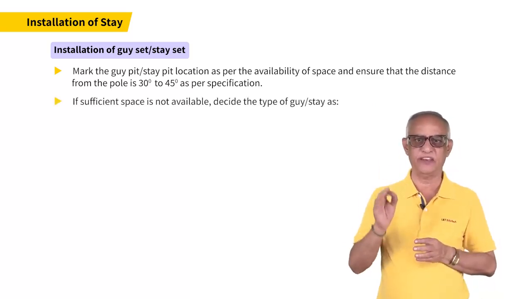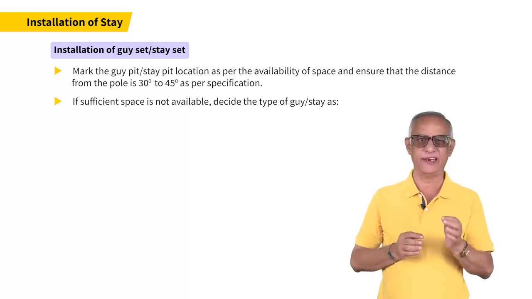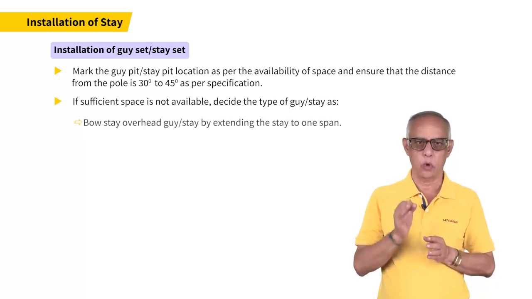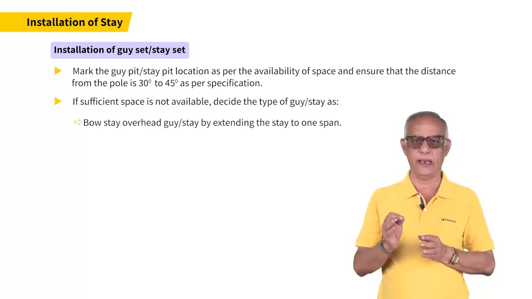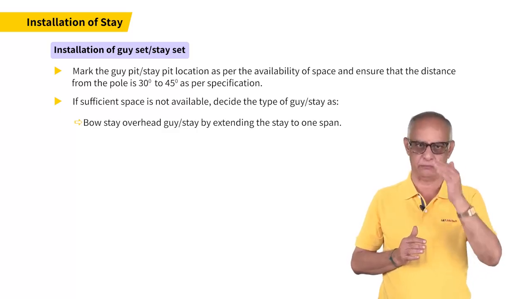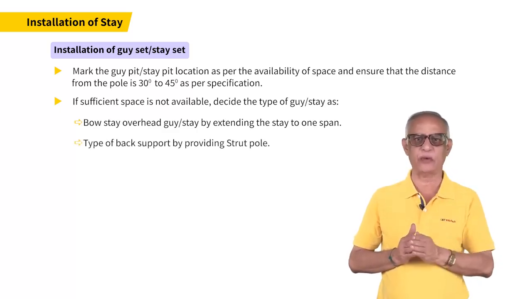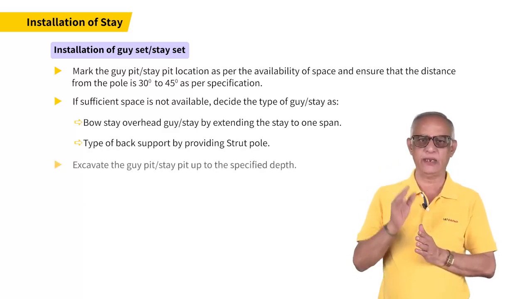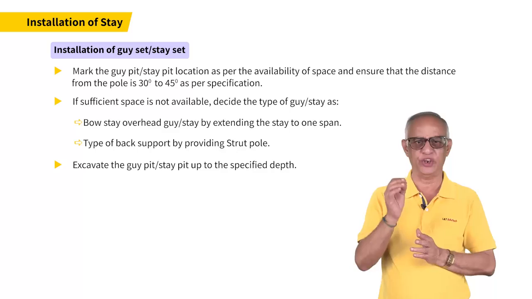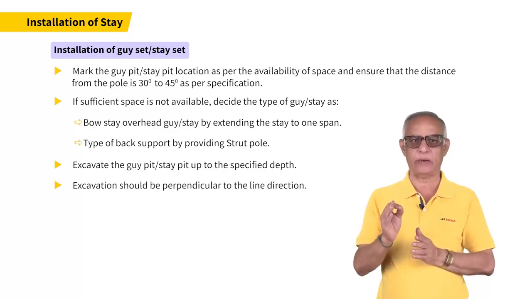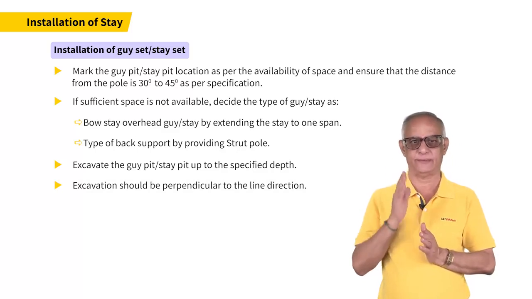If sufficient space is not available, decide the type of guy or type of stay, such as bow stay, overhead guy or overhead stay by extending the stay to one span, or a type of back support by providing a strut pole. Excavate the guy pit or stay pit up to the specified depth. Excavation should be perpendicular to the line of direction.